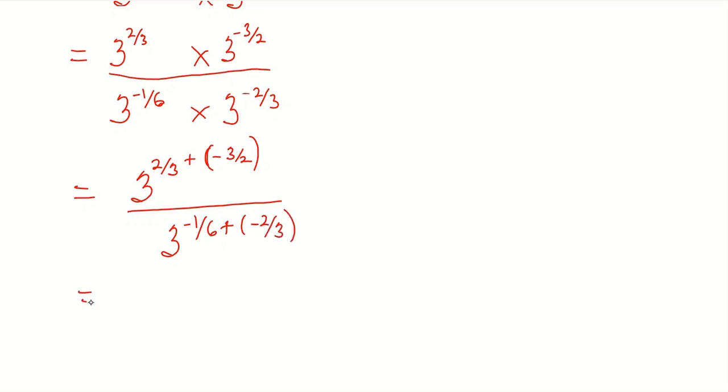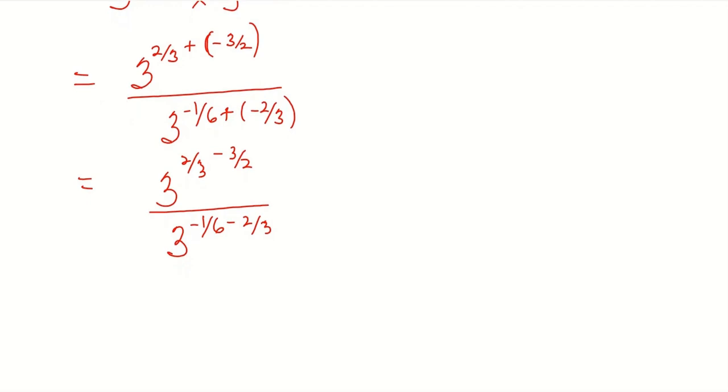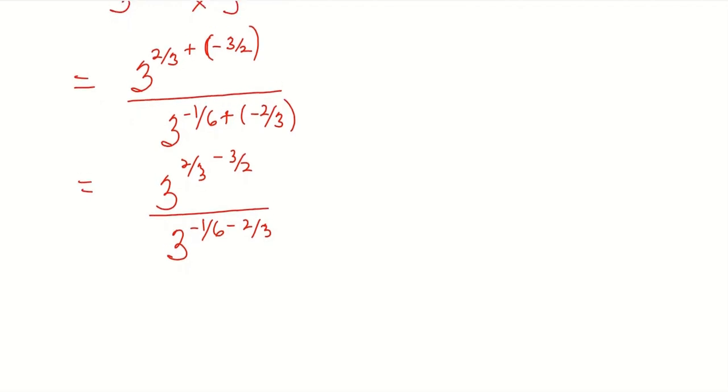Now we simplify, and we are going to maintain the base, and we know that 2 out of 3 plus minus 3 out of 2 is the same as 2 out of 3 minus 3 out of 2, all divided by, so maintain the base for this, that is 3, and minus 1 out of 6 plus minus 2 out of 3 is the same as minus 1 out of 6 minus 2 out of 3. And so we simplify our solution, and we all know that 2 out of 3 minus 3 out of 2 gives us minus 5 out of 6.